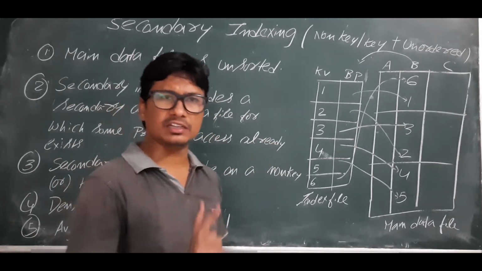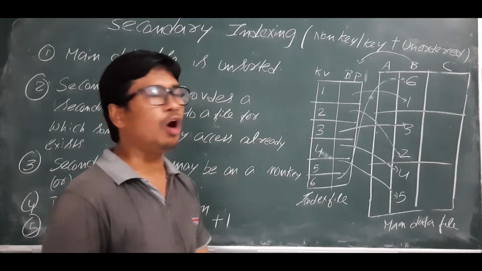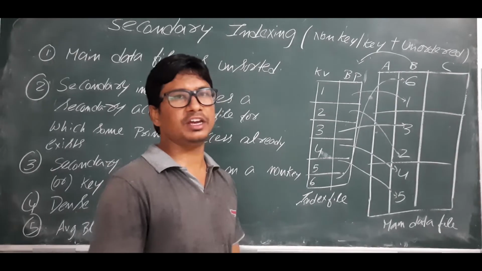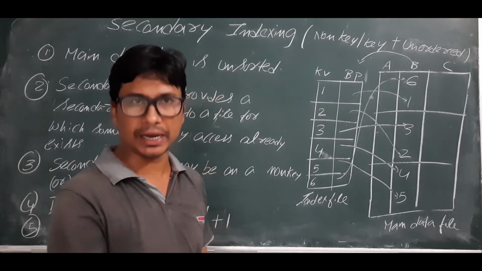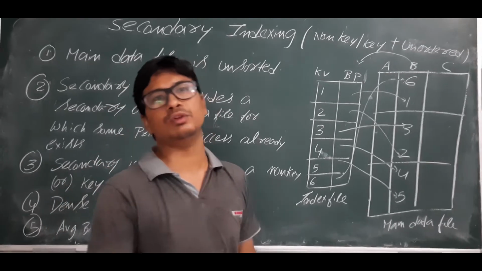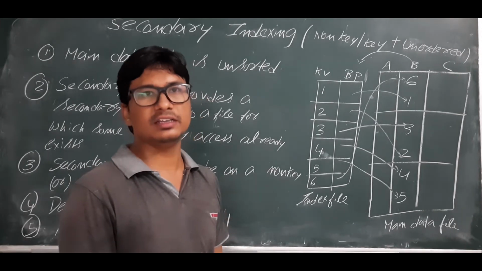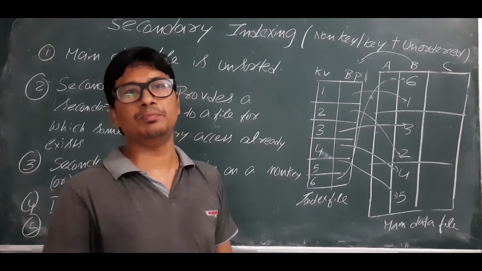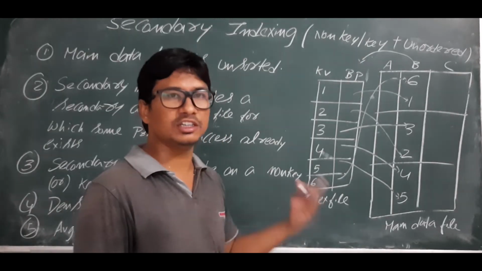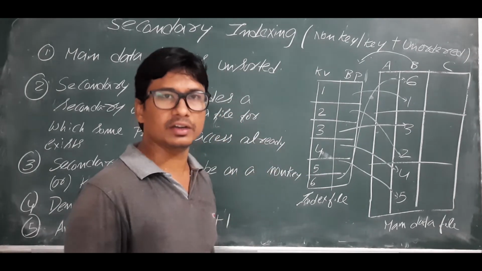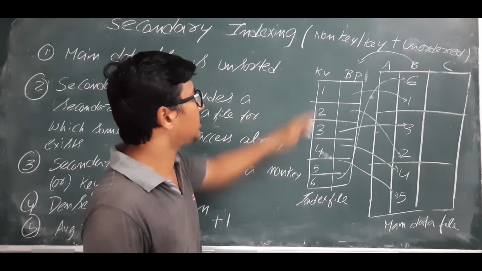The index file always consists of 2 attributes. One is the key value and the second one is the block pointer. The index file will always be in sorted order, because only if it is sorted can we apply binary search. If it is not sorted, we will have to apply linear search. In the average case the binary search time complexity is less compared to linear search. So obviously, if you want to search fast, your index file should be ordered. Is it clear? So here the index file is ordered according to the key value.